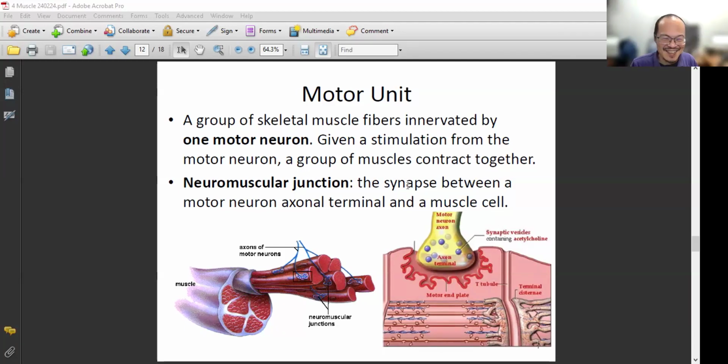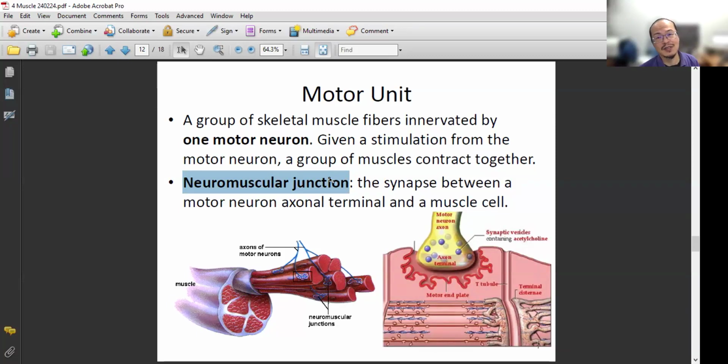the neuromuscular junction. So this is the term neuromuscular junction. That's how we call it. It's the synapse from a motor neuron to a muscle cell. So when people talk about the neuromuscular junction, it is the motor neuron communicating with the skeletal muscle.